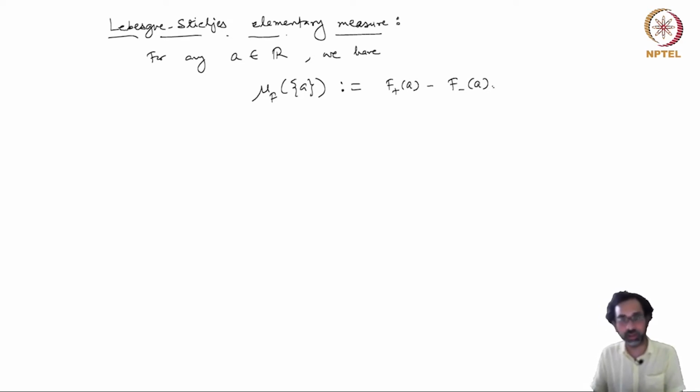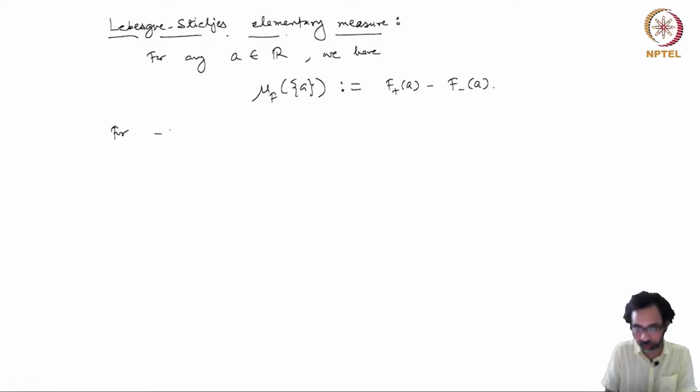So in contrast with the elementary measure, where the elementary measure of singleton sets was 0, here they may not be 0. So the Lebesgue-Stieltjes elementary measure may give a non-zero finite weight to a singleton set. Now using this, we can define, for finite numbers a and b, the measure of the open interval a b.